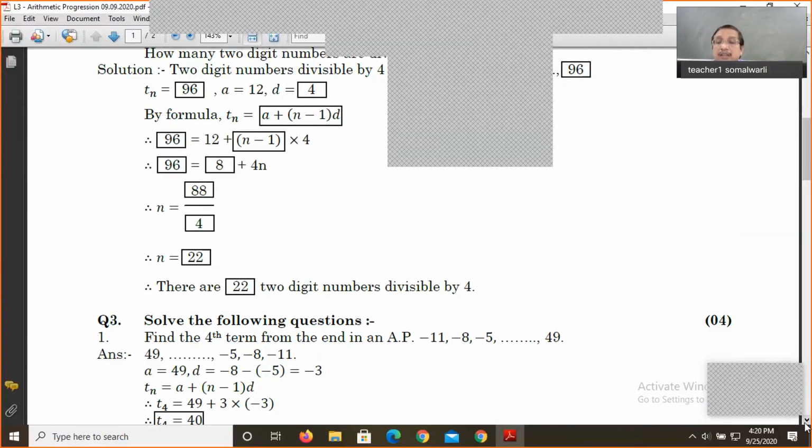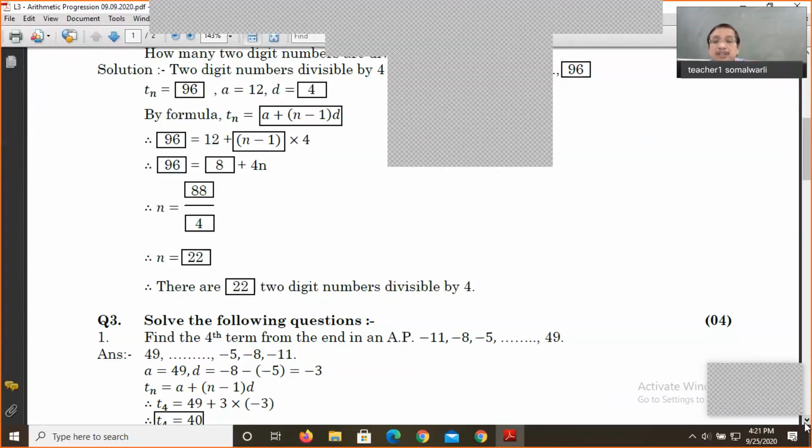It again remains an AP. Only one difference will be there: the sign of the common difference will change. So here 49 becomes the first term, and if you go on decreasing, the last term becomes minus 11, second last becomes minus 8, third last will be minus 5. So you can find the value of D from anywhere. It is the common difference between any two consecutive terms. We can find the value of D.